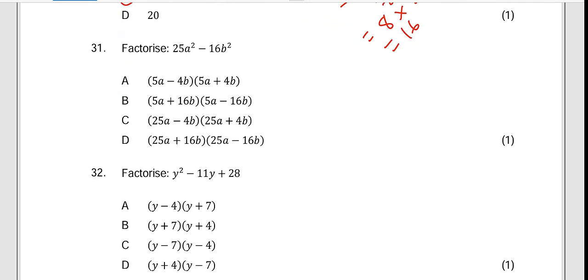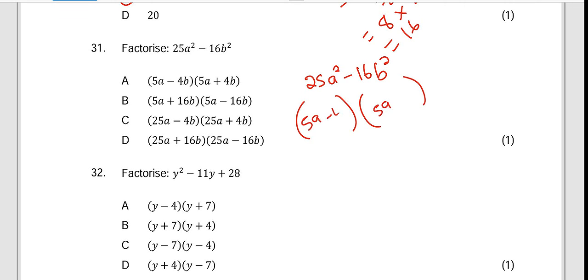Guys, now let's factorize. We factorize by taking out the common factor. Let's factorize this one. This one is a difference of two squares: 25a squared minus 16b squared. Because 25 is a perfect square, and 16 is a perfect square. Here we have 5a minus 4b, and 5a plus 4b. What's the correct option? The answer to number 31 is A.